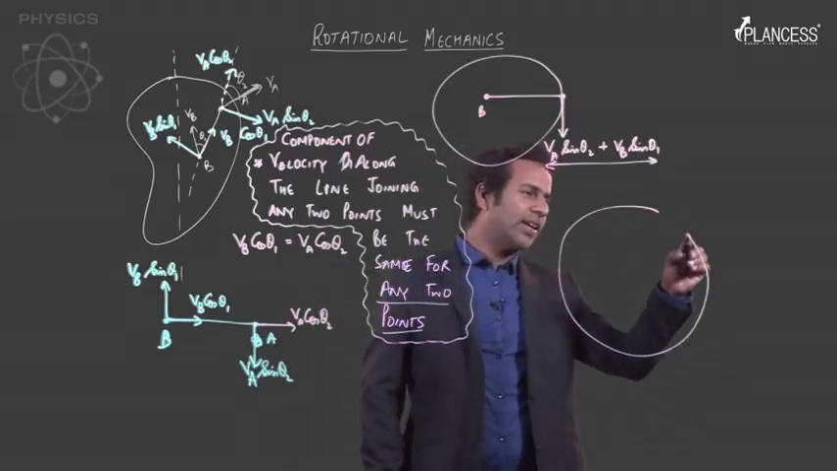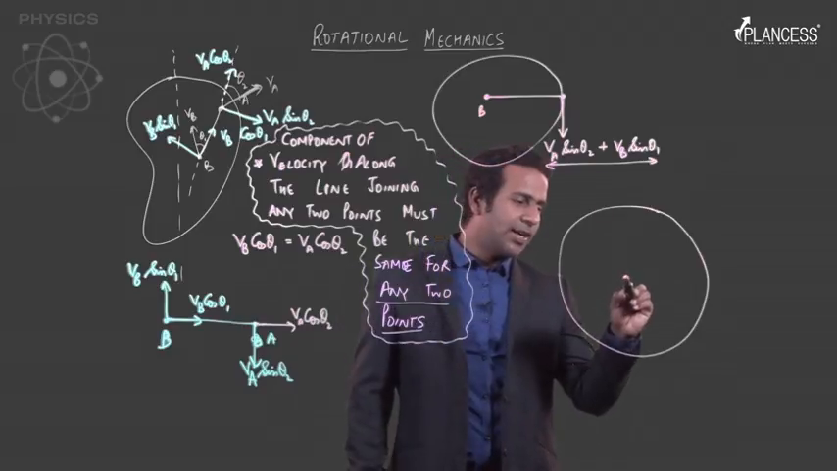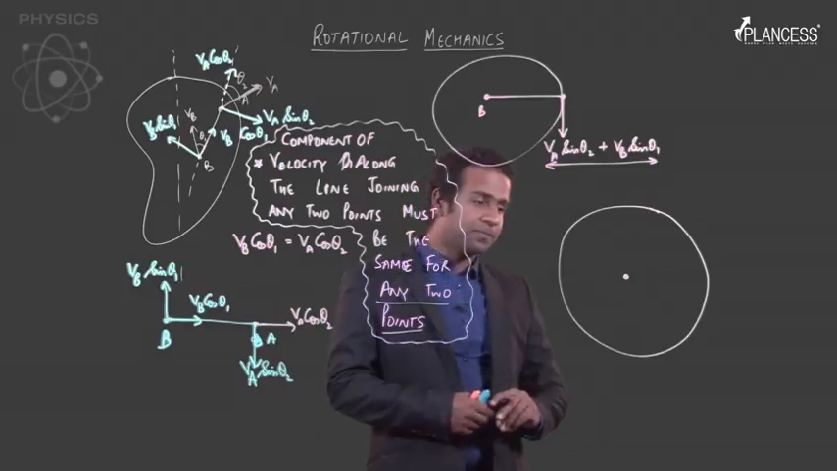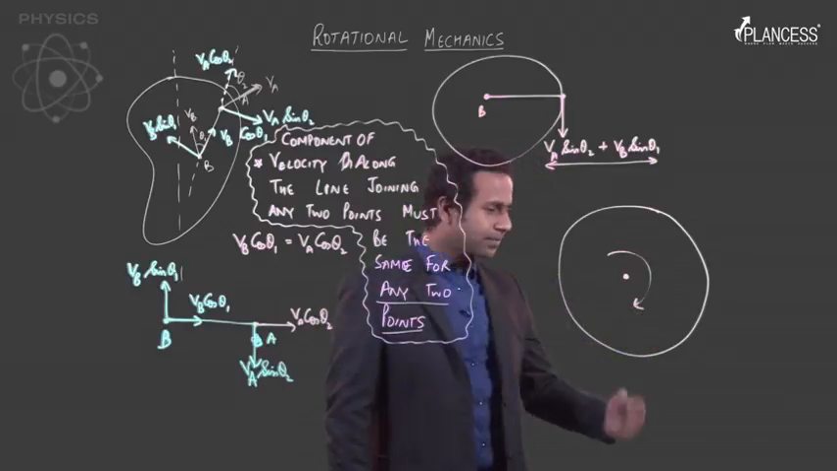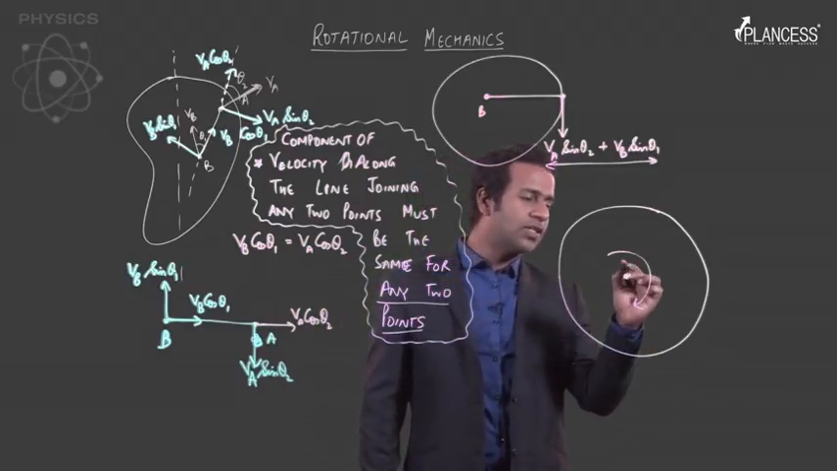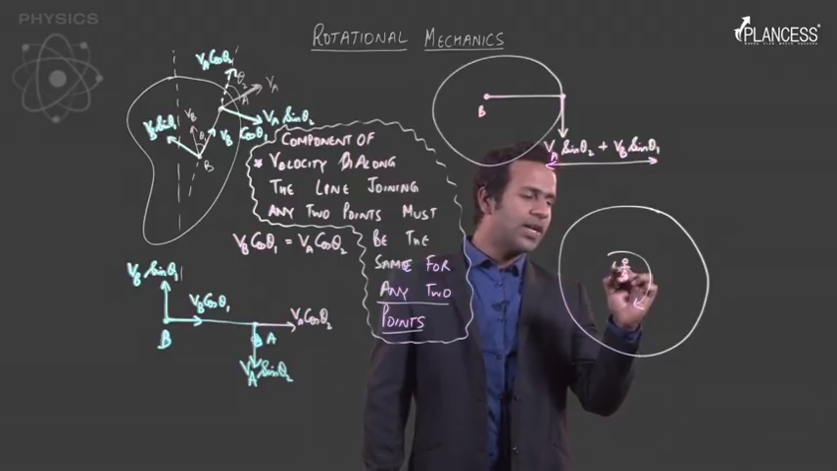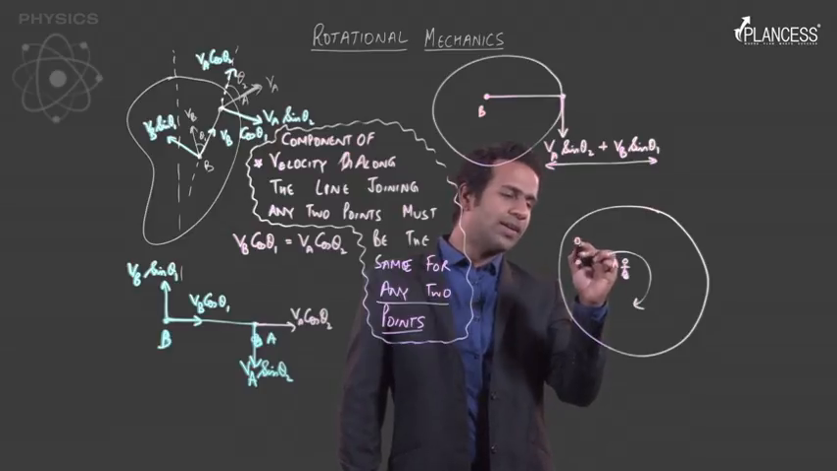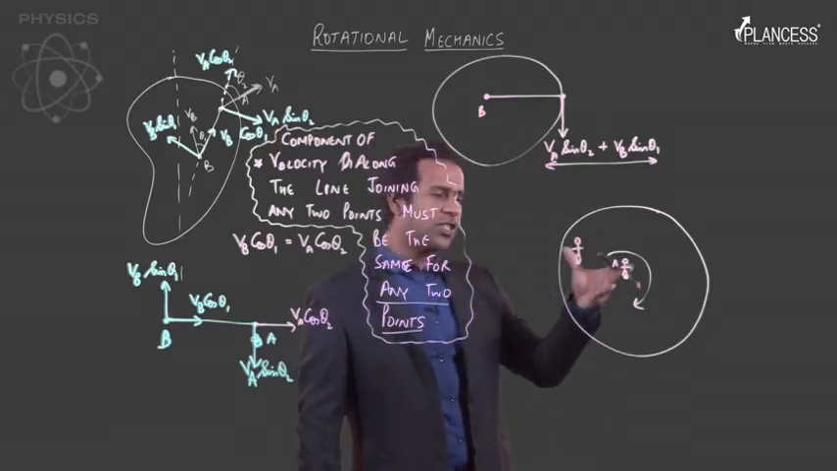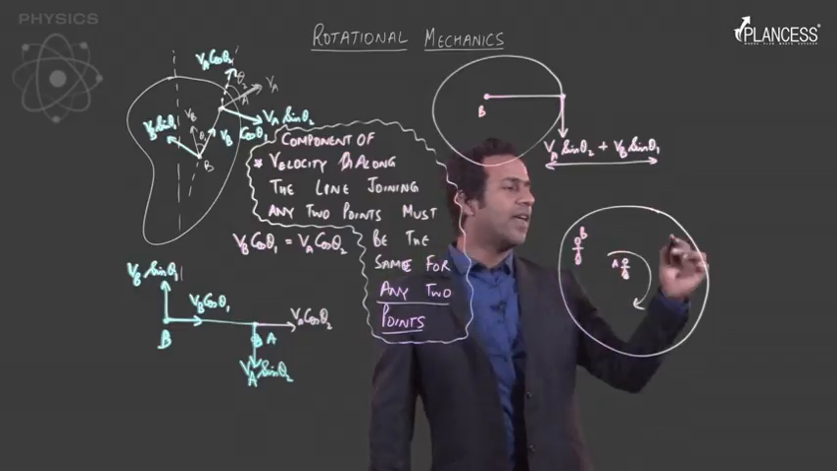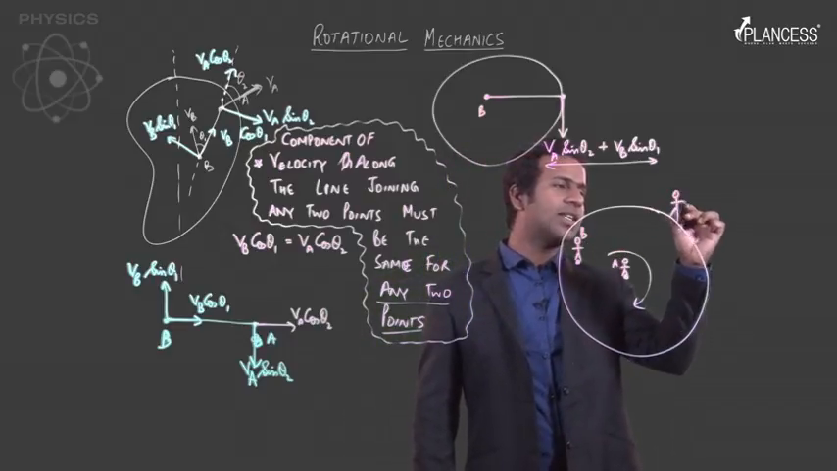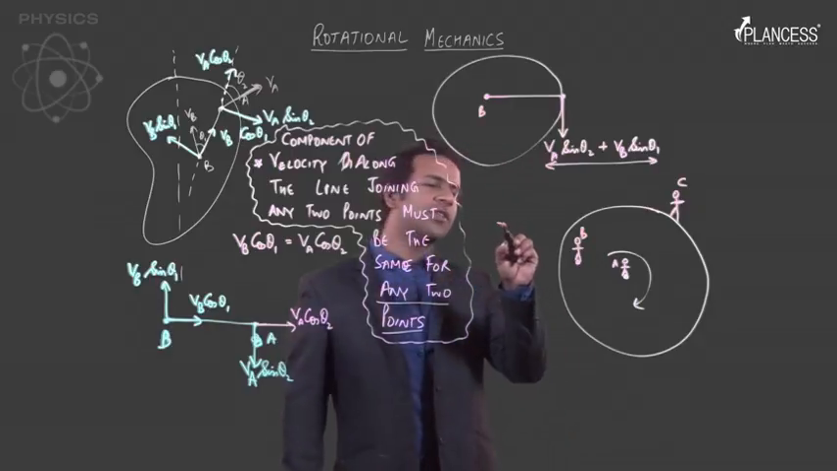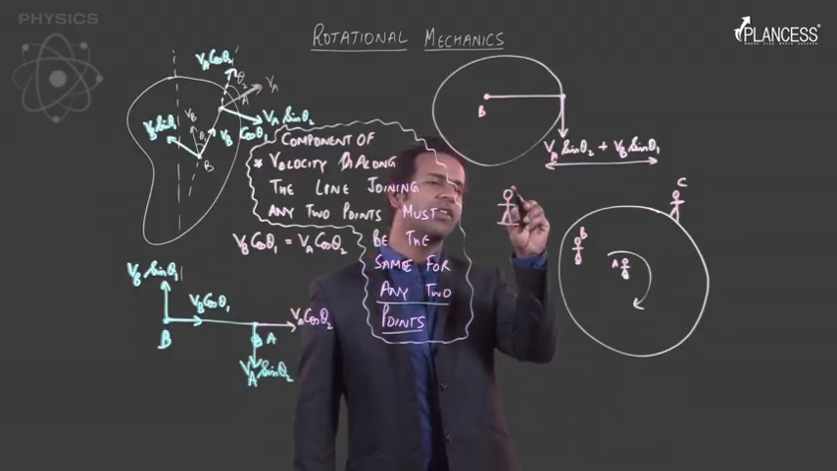So if you take a body, let's say it rotates about its center, right? So it's rotating like this about its center. Let's say we have three observers: observer A who is at the center, observer B who is somewhere in the middle of this platform which is rotating, and then observer C who is standing on the edge of this. Let's take another observer, let's call him D, and this observer is on the ground.